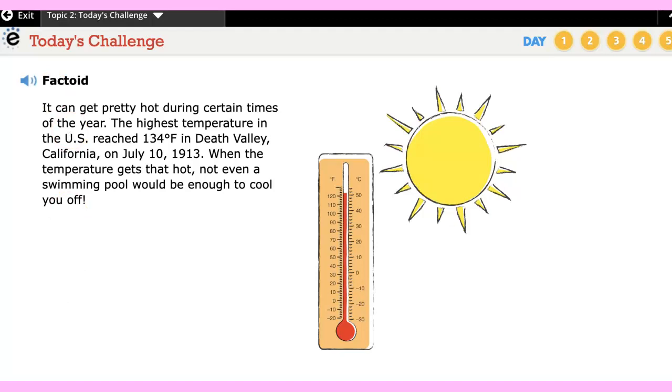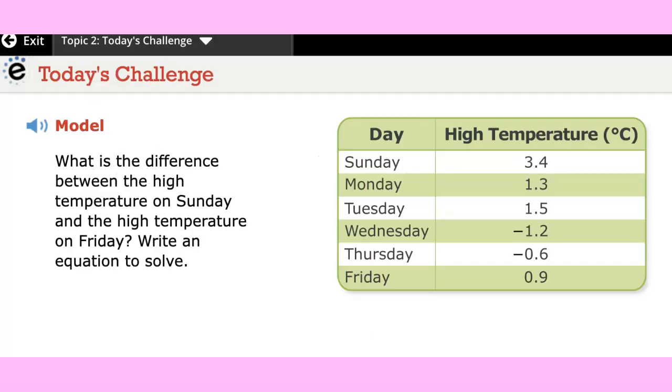So with that, let's see some example problems that we could work on before we start the lesson. Let's have the challenge question. What is the difference between the high temperature on Sunday and the high temperature on Friday? Write an equation to solve this, or show me a different strategy to find the difference between the two. Let's pause this video and work on it.